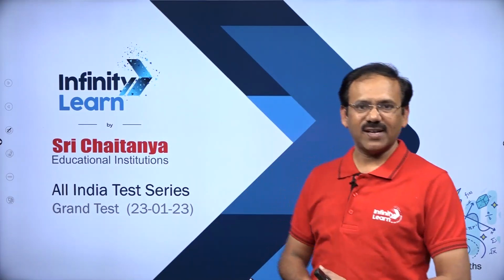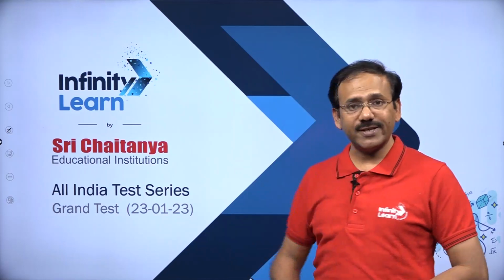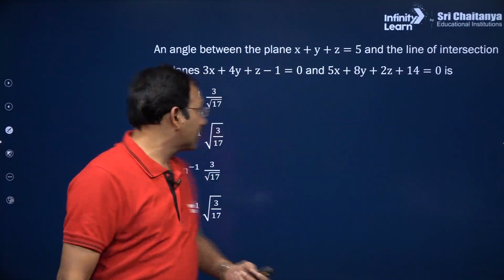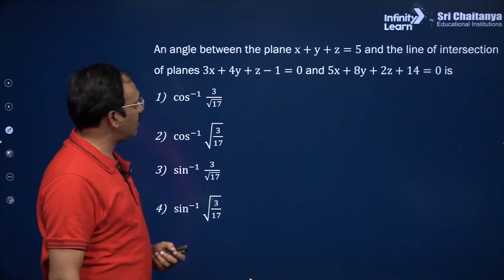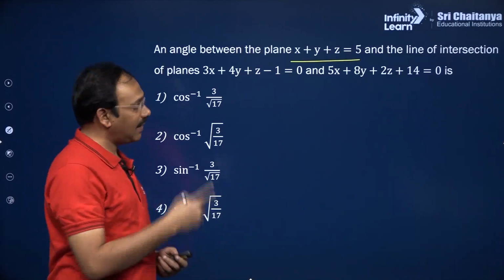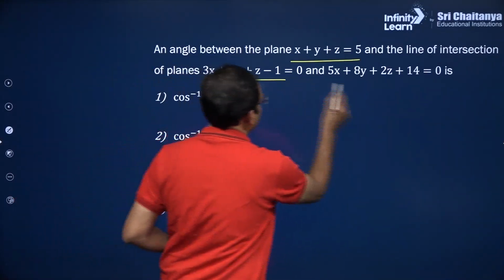This is Bashir, math faculty. Right, let us see the solutions of math part of the question paper dated 23rd January. Okay, right, you see the first question. The angle between the plane, okay, and the line. Where is the line? It is the intersection of these two planes.